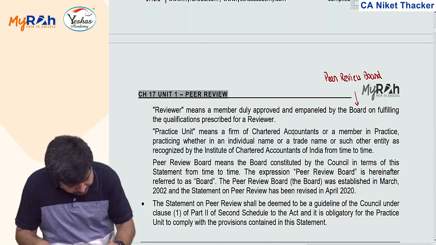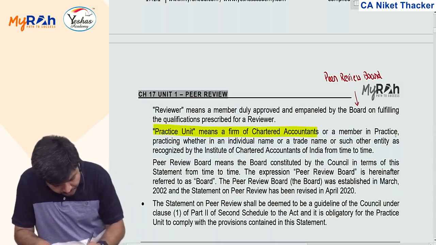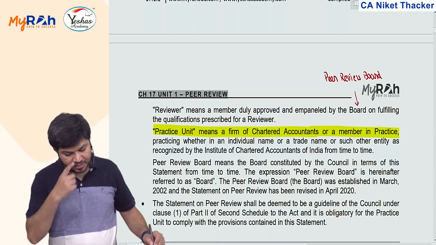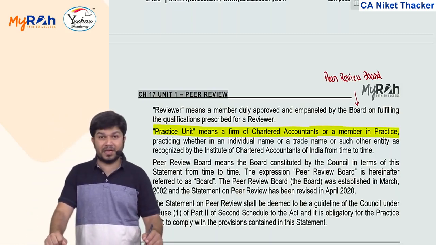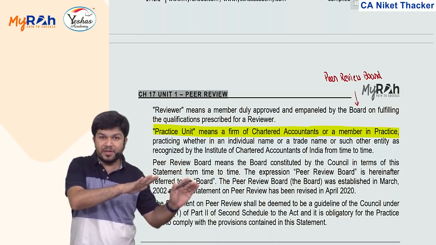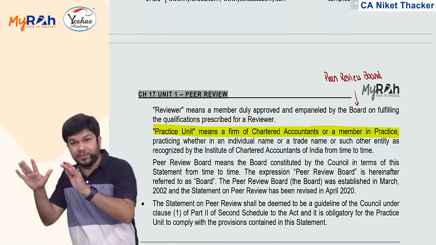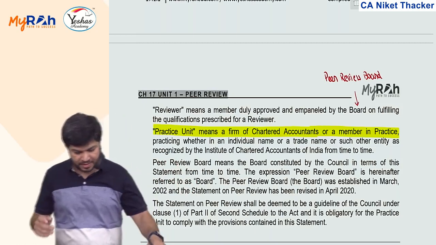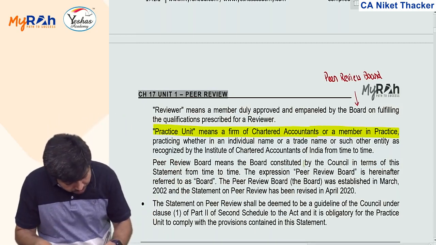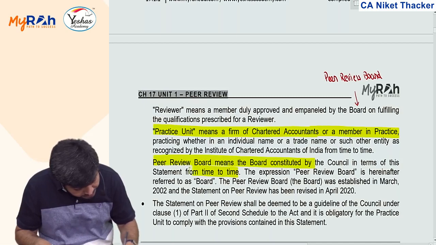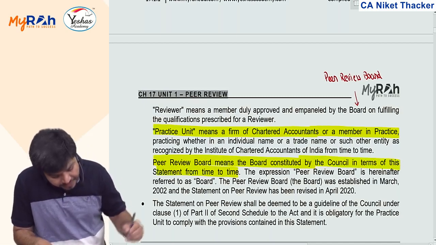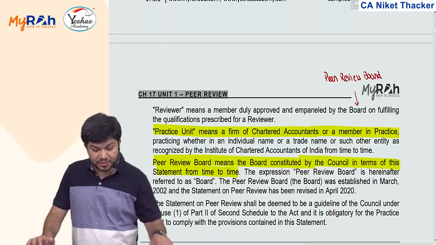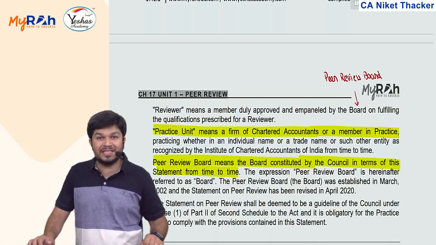Okay, PU means a firm of chartered accountants or an individual member in practice. The reviewer will come and see the work of the PU, practice unit. The Peer Review Board is the board constituted by the Council of ICAI from time to time. It's a board constituted by the Council of ICAI.